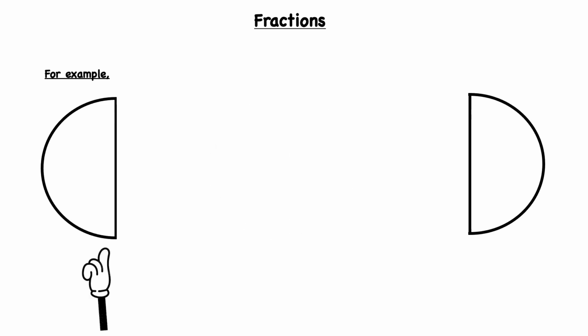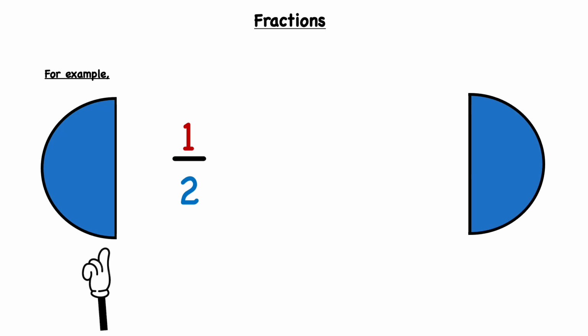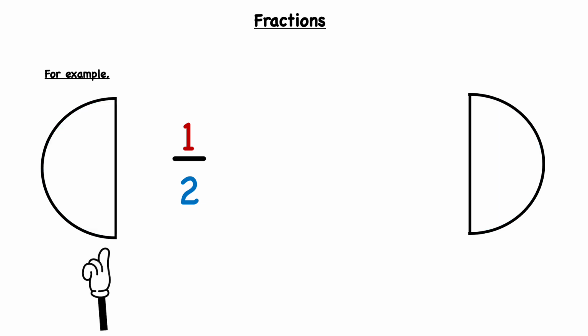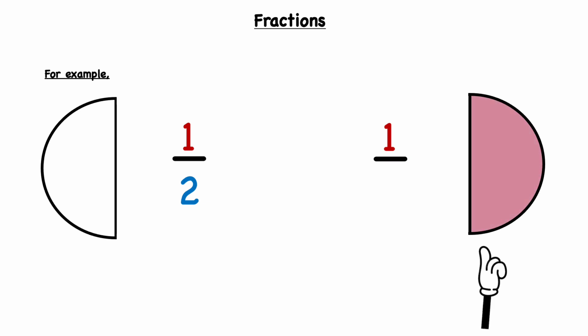Example 1. Let's take a circle, and imagine we've divided it into two equal parts. Now, what fraction would represent the left part? The numerator is the number of parts we're focusing on. In this case, one part. The denominator is the total number of equal parts the circle is divided into, which is 2. So the fraction for the left part is 1 over 2, also known as a half. And what about the right part? Again, it's one part out of two equal parts, so the fraction is also 1 over 2.